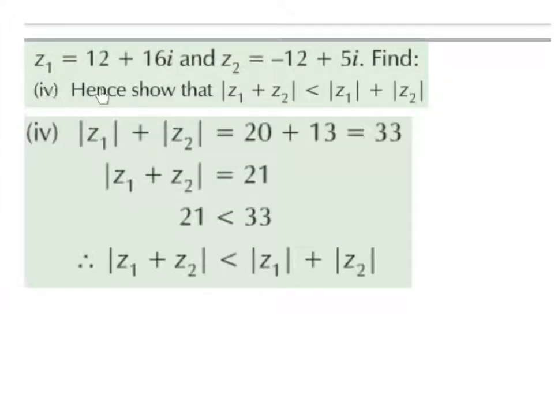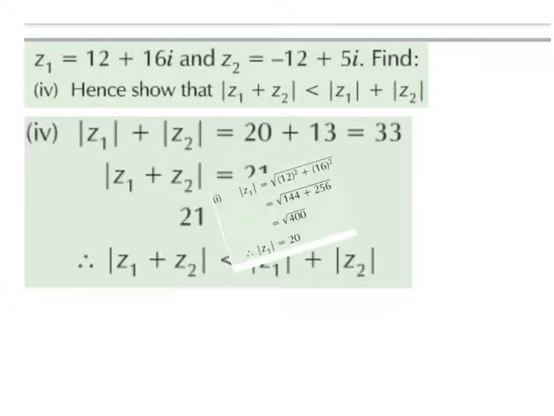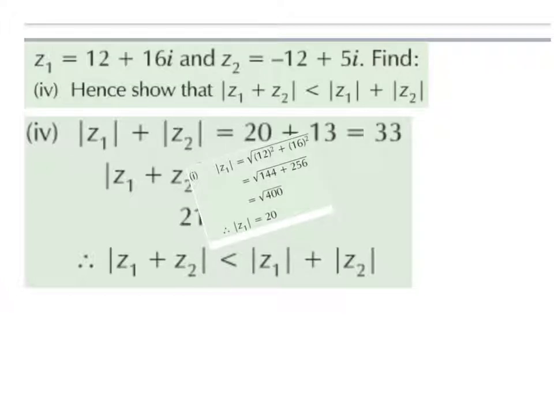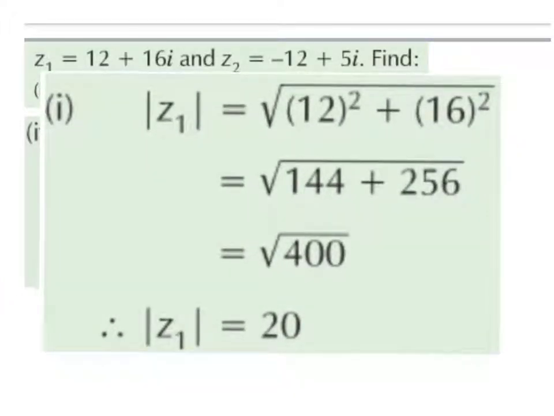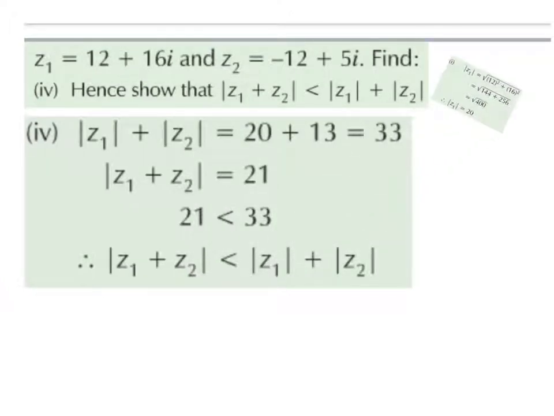Part 4. Hence, show that the modulus of z1 plus z2 is less than the modulus of z1 plus the modulus of z2. So the modulus of z1 we worked out in part 1, and we got the modulus of z1 to be 20.